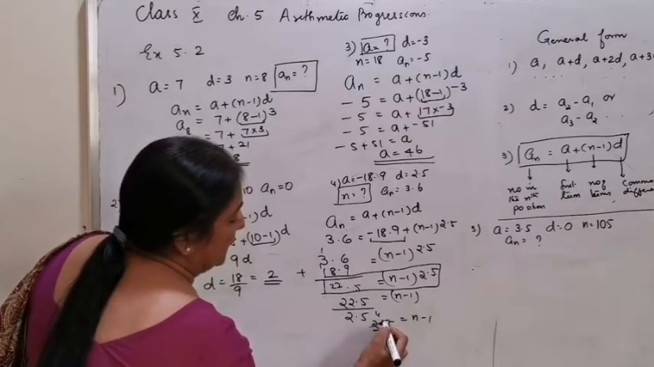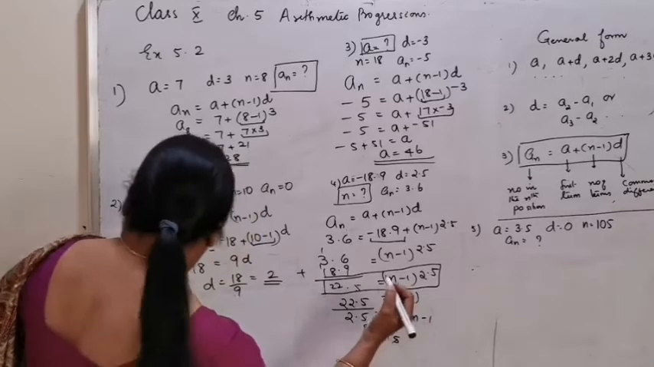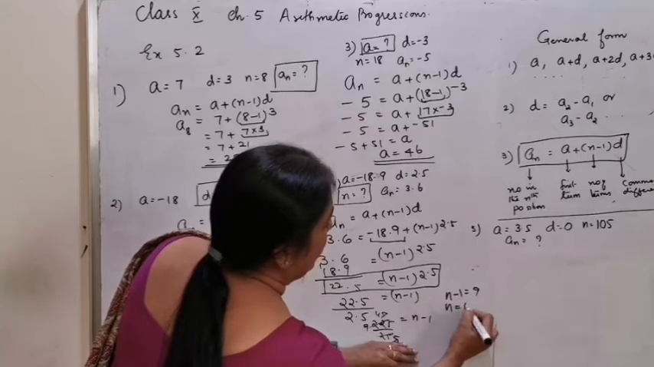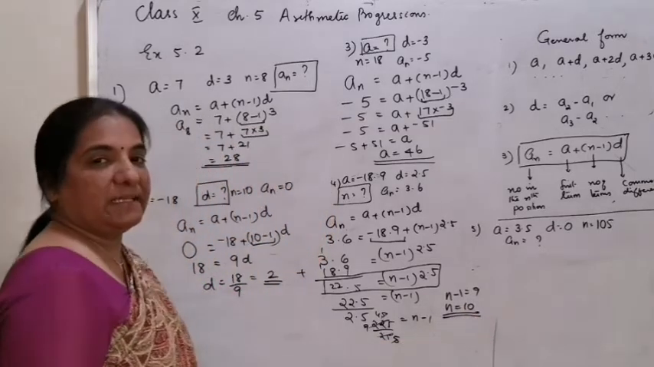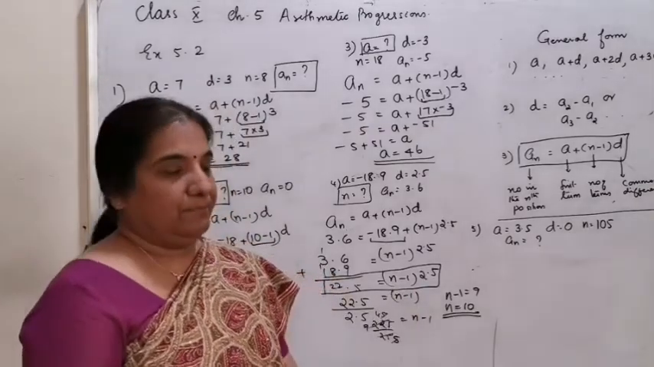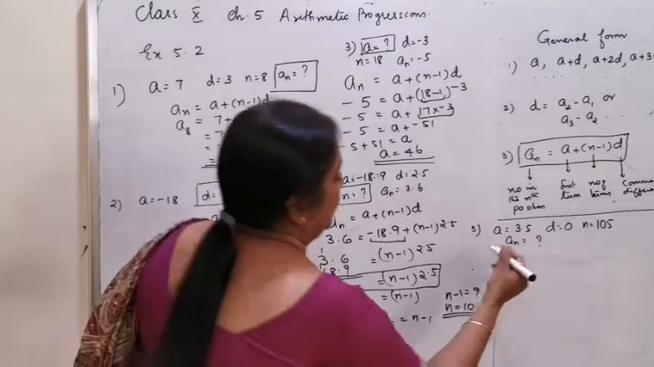5 fours are 20 and 45, or it is 9 times, so the value of n minus 1 is equal to 9, or n is equal to 10. That means there are 10 terms in that AP. The last subdivision is only a direct sum to find an.